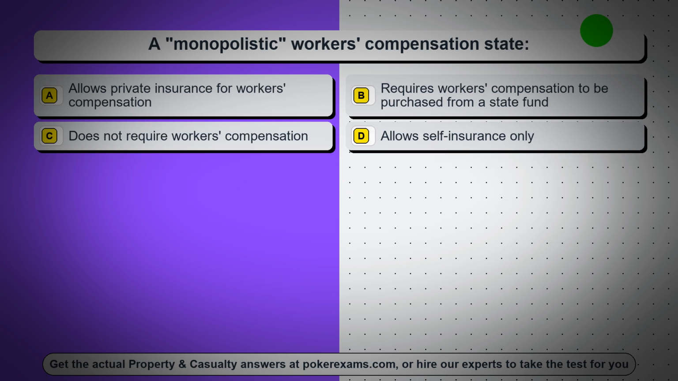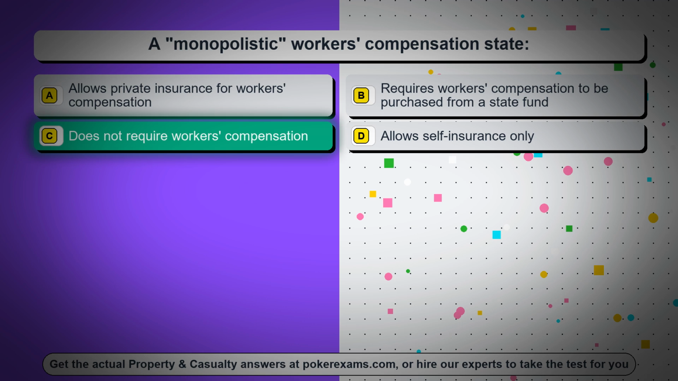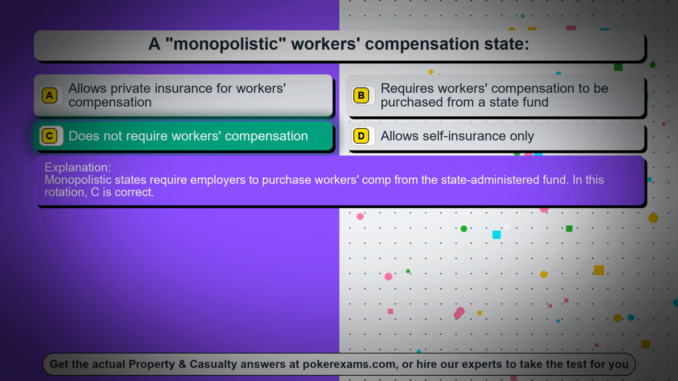Question 24. A monopolistic workers' compensation state, option A, allows private insurance for workers' compensation. Option B, requires workers' compensation to be purchased from a state fund. Option C, does not require workers' compensation. Option D, allows self-insurance only. The correct answer is option C, does not require workers' compensation. Monopolistic states require employers to purchase workers' comp from the state-administered fund. In this rotation, C is correct.